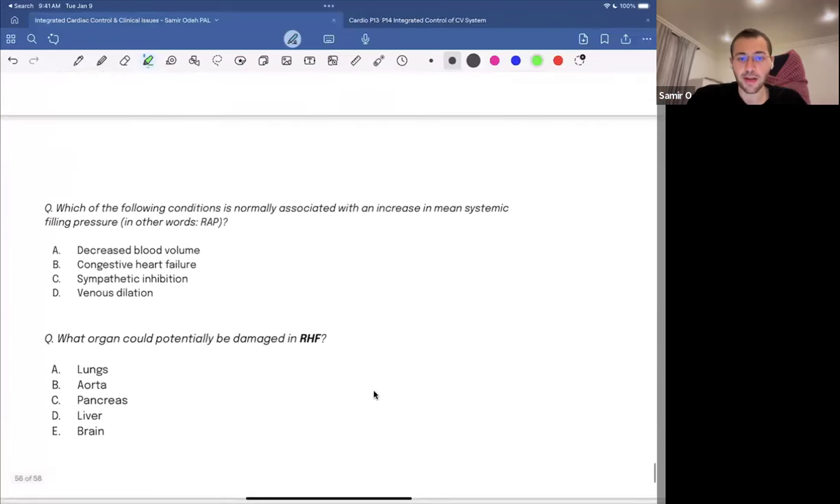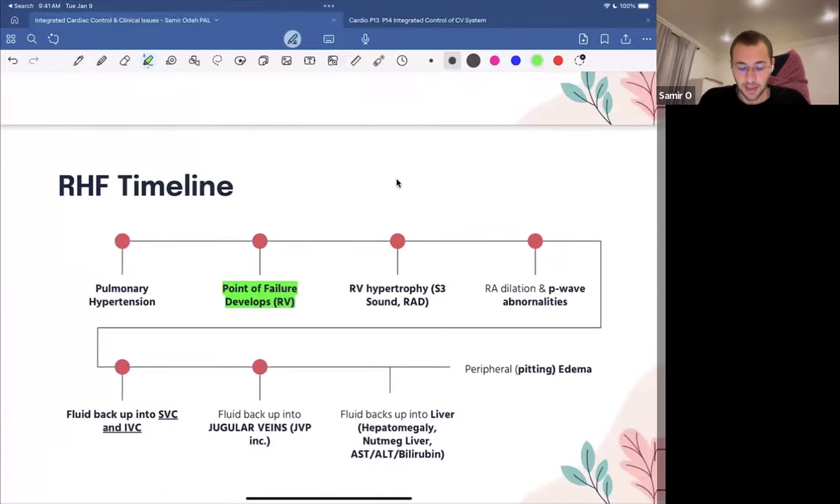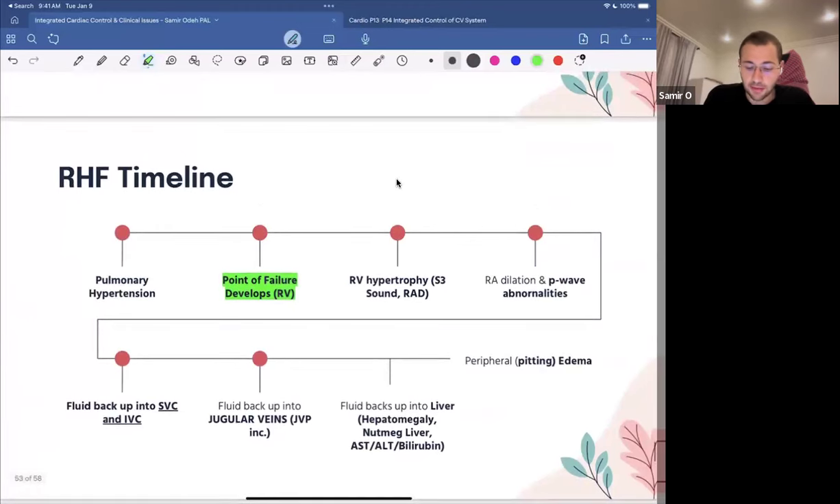So yes, I apologize for not highlighting the correct answer. Can we go through the timeline? Yeah, of course. So I'm going to send this slideshow to everyone. But essentially, as you can see in right-sided heart failure, this is what the question was about. We have our points of failure here, and it's just going to back up everywhere behind that. And it's going to back up into your jugular veins, yes, but also into your liver.